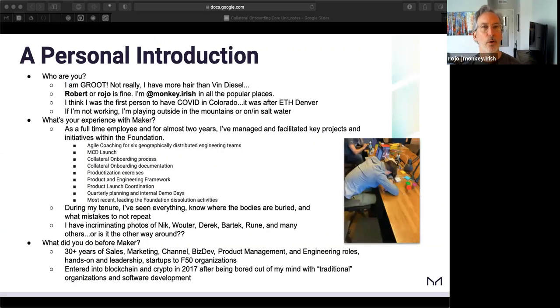All right, so who am I? I am Groot. Now, no, not really. I just love that movie. And if any of you know the movie reference, go ahead and put it in the chat. And I think I have more hair than Vin Diesel as well. So my name's Robert, or Rojo, or Oho, and I go by Monkey Irish in all the popular places. I think I was patient zero in Colorado when I got COVID after ETH Denver. And when I'm not working, I love to enjoy the outdoors, whether in the mountains or the beach.